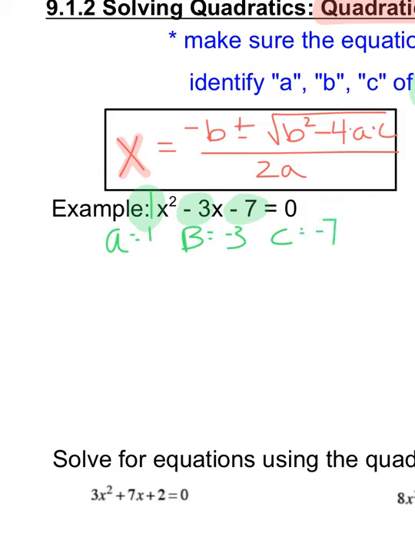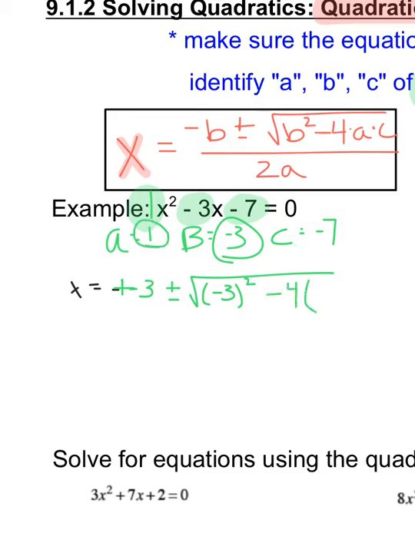So now we go to that quadratic formula and we put the numbers in replacement of the letters. So x equals negative b. So negative, and our b was negative 3. So negative, negative 3. What happens to a negative negative? It's really just a positive. And then we have plus or minus. We'll talk about what that means later. Square root b, so negative 3 squared, minus 4 times a, which is 1, times c, which is negative 7, all over 2a, which was 1.